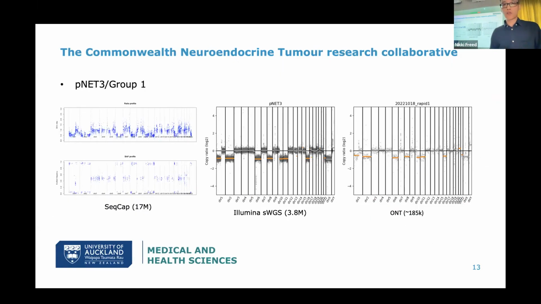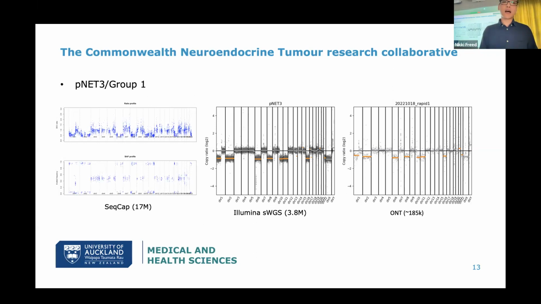Through this Commonwealth Neuroendocrine Tumor Research Collaborative, we got some more funding to extend this work, to actually try and validate whether the pattern of aneuploidy is associated with patient prognosis or not. So we have to extend this to a lot more tumors. However, to do this, we need to find cost-effective ways of looking for copy number.